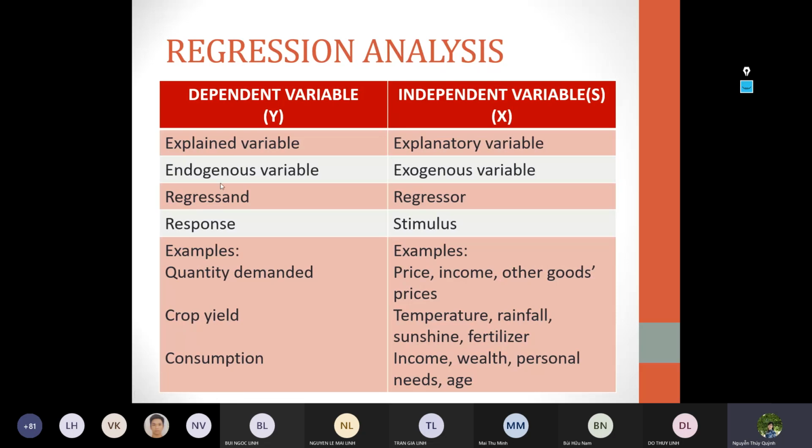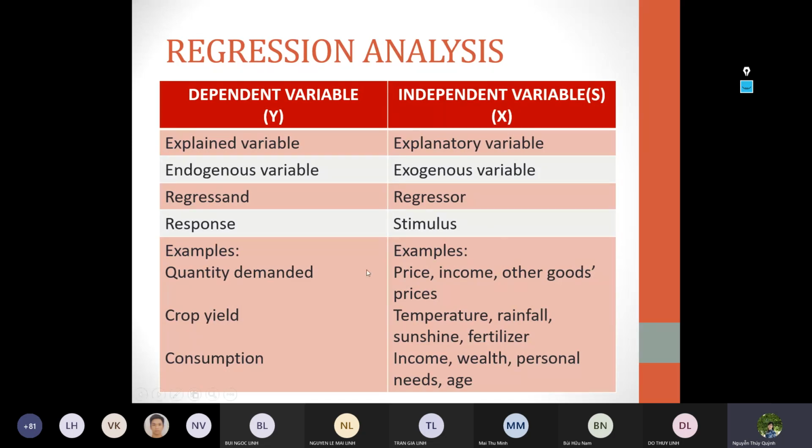Okay, but the names that are mostly used for our variables are dependent variables, independent variables, explained variables, and explanatory variables. Sometimes we call them regressands or regressors. The dependent variable is the regressand and the independent variables are regressors. All right, dependent variables are the response variables, and independent variables can be called the stimulus factors.